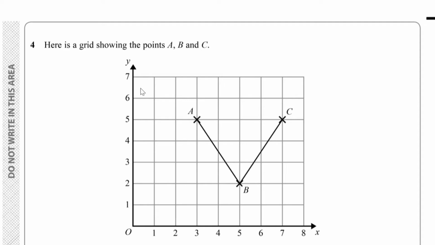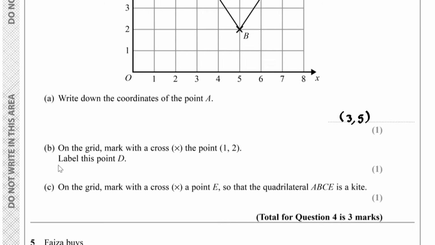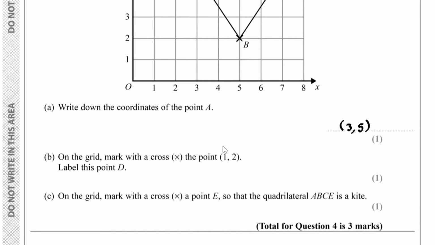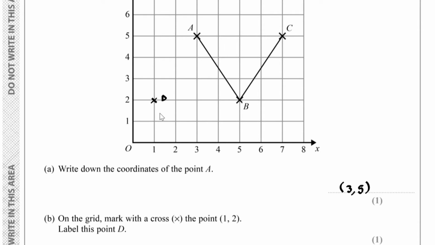Question number 4. Here is a grid showing the points A, B and C, and for part A we have to write down the coordinates of the point A. Well, for the point A, we go 3 across, 5 up, so the coordinates of A will be 3, 5. For part B, on the grid we have to mark with a cross the point 1, 2 and label this point D. So 1, 2 is over here. We will label this with point D.